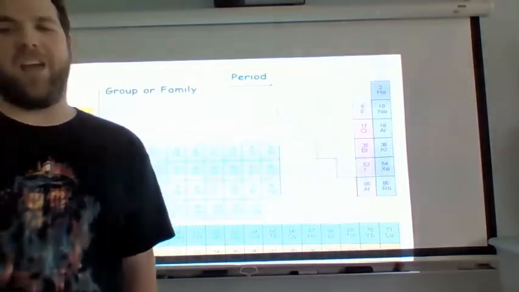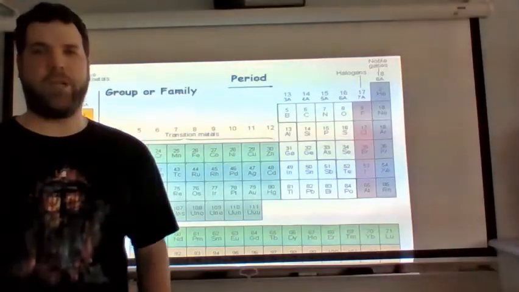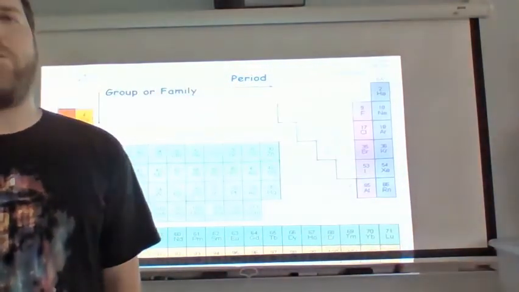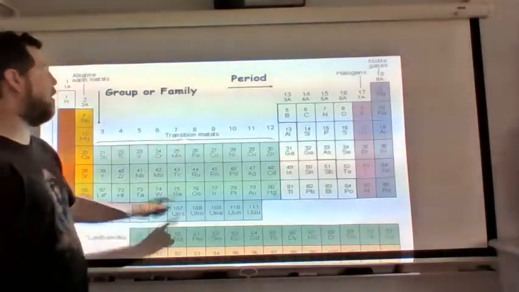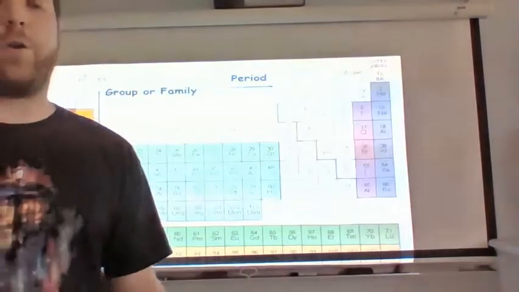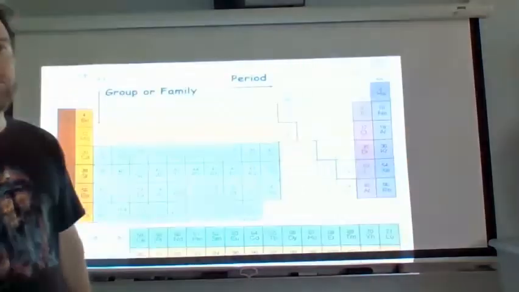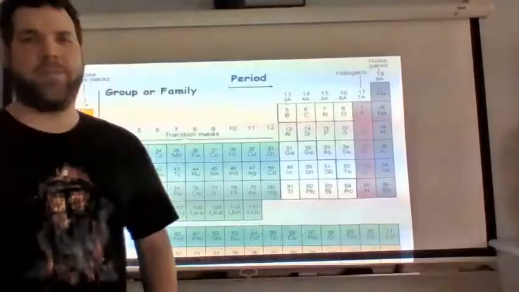Okay, so we can't have a chem class without talking a little about the periodic table. We will go much more in depth, but for right now, we need to know just a few things. First, rows are called periods, and they go left to right. Groups are columns, can also be called families, and they go from top to bottom.